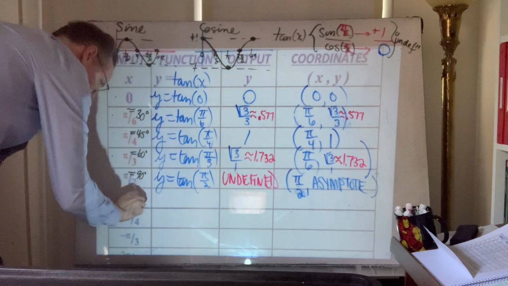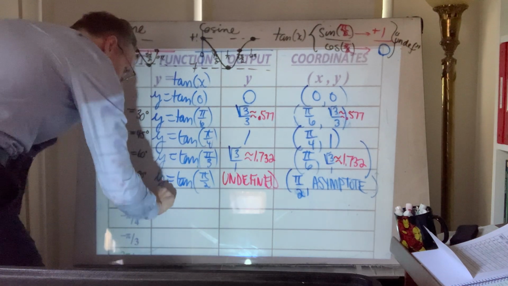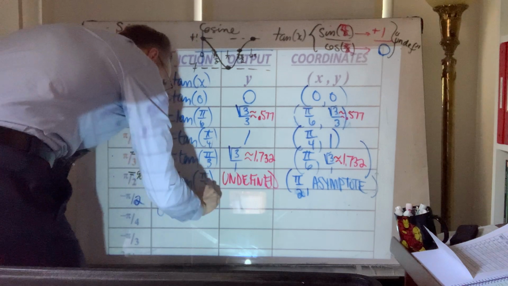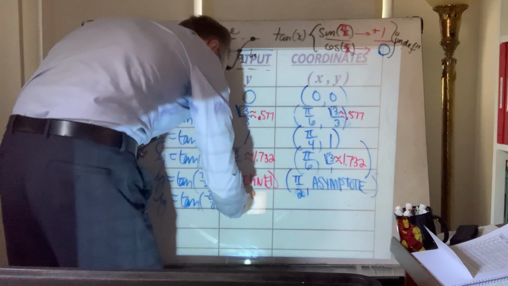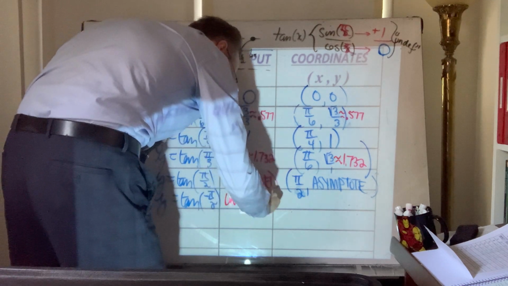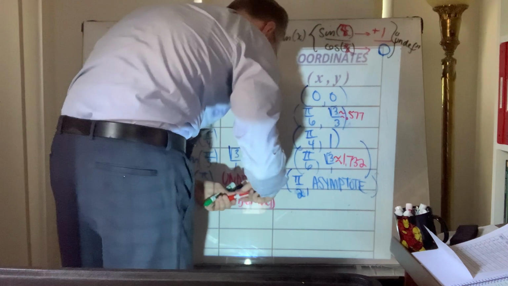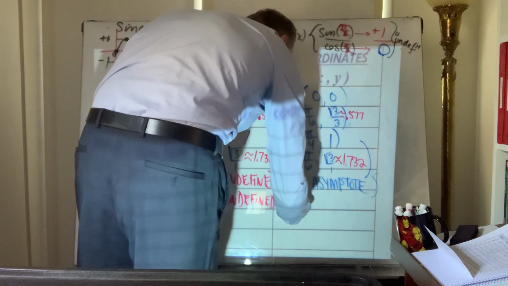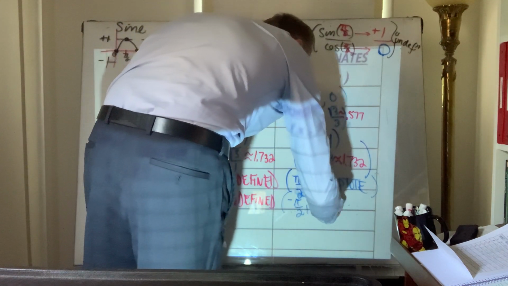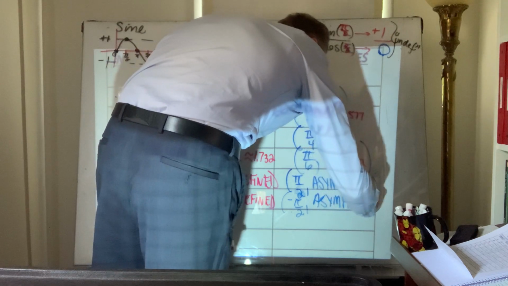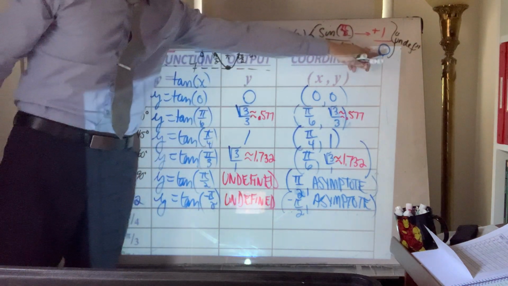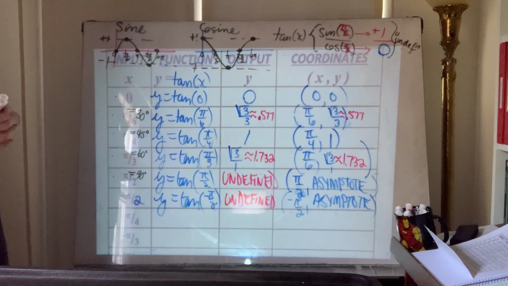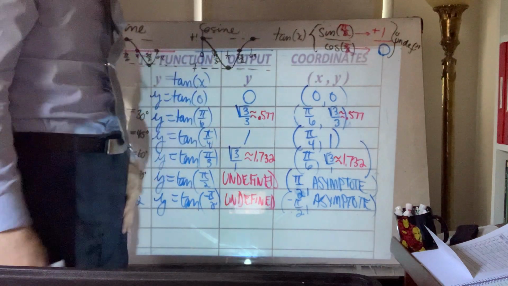I didn't put it here, but y of negative pi over 2 would also be undefined, because there's an asymptote. Since cosine is the denominator in this ratio, the bottom of it, we have to avoid 0 in that place. Otherwise you go to math hell, right?